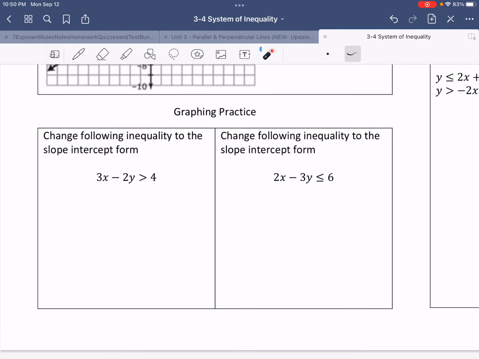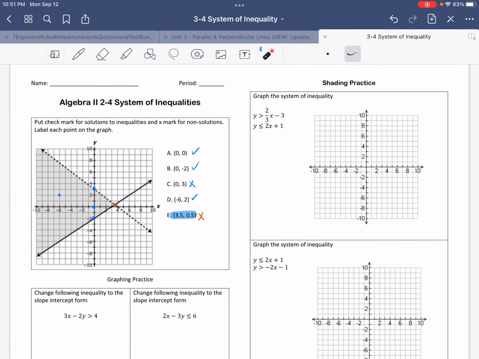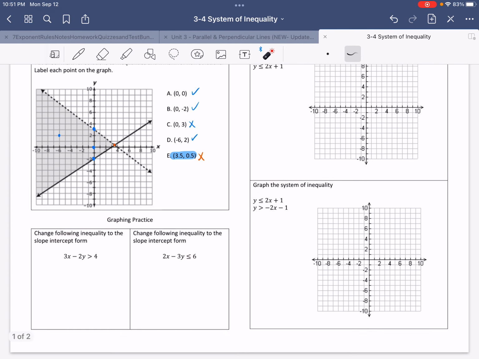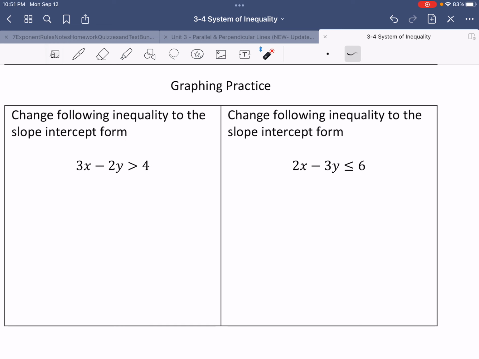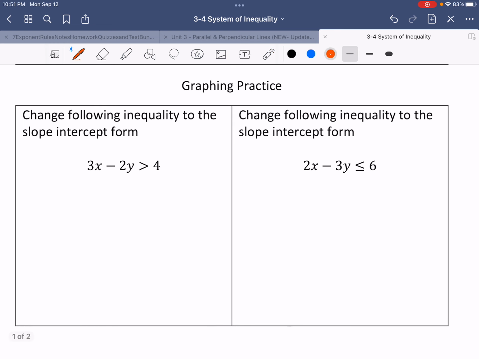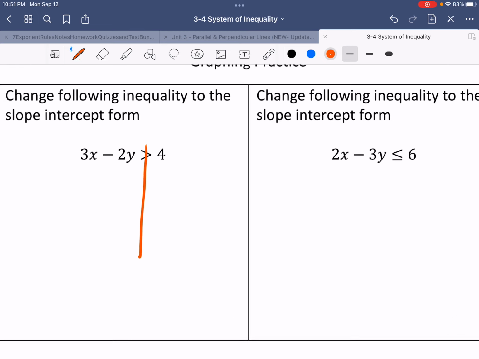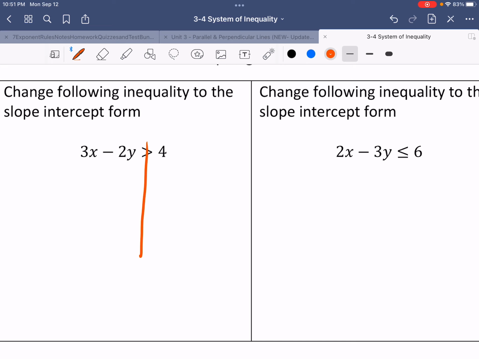Now let's do graphing practice. Before we do this one, we have to practice switching the inequality symbol. So let's do this one. Now change the following inequality to slope-intercept form. Just like an equation, you're going to draw the line for the inequality, and let's solve for y. Is greater than negative 3x plus 4.